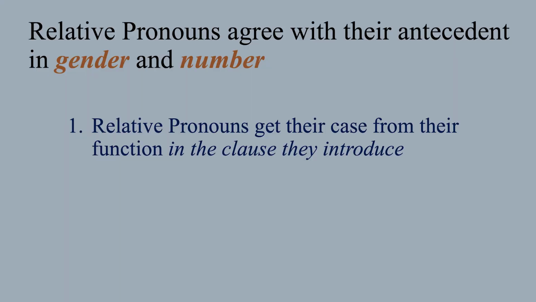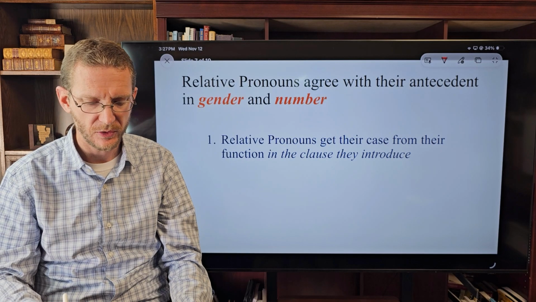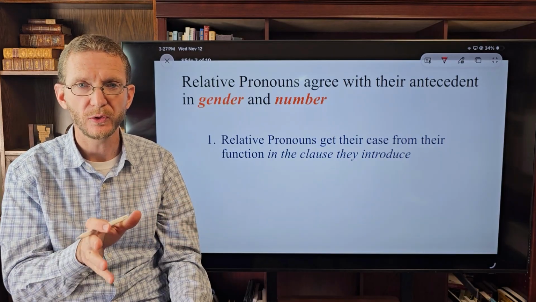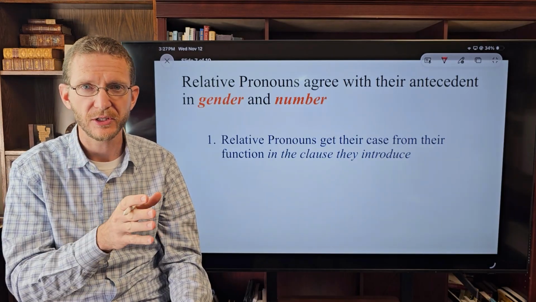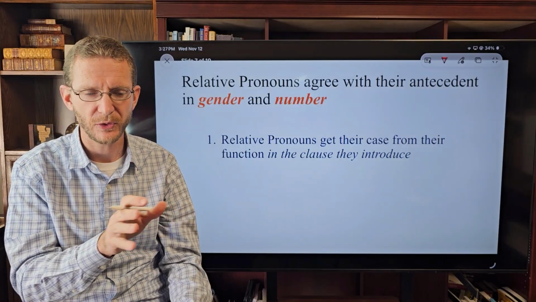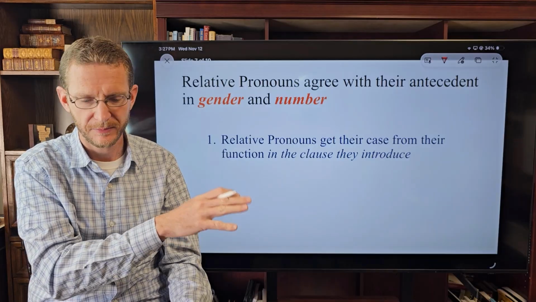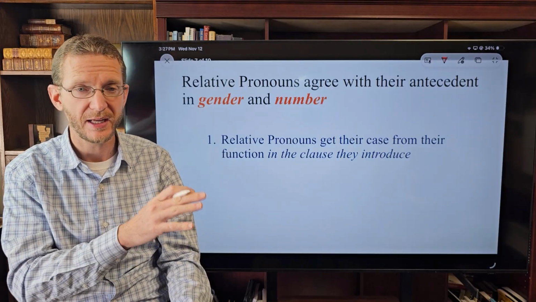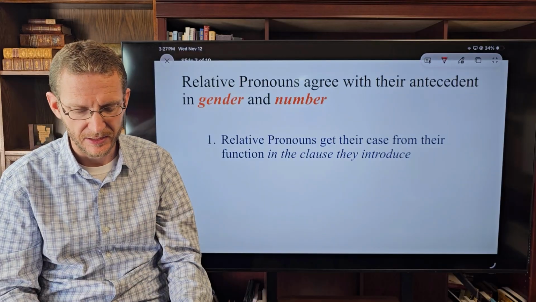So with that in mind, let's go on here to this point. Relative pronouns get their case from their function in the clause they introduce. Like the woman who used to come to church. Who is part of the clause "used to come to church." In fact, who is the subject of that clause: who used to come to church. So in that case, the relative pronoun would be in the nominative case, no matter what its antecedent is in.